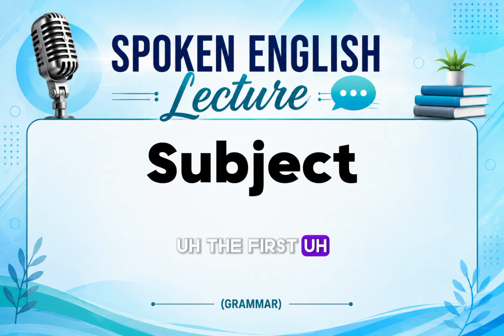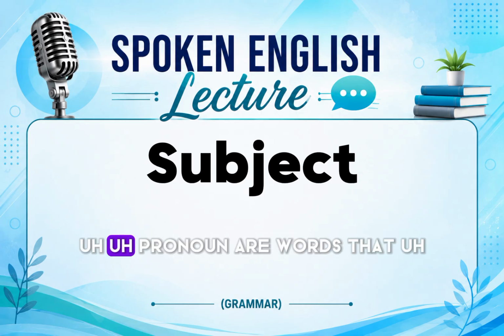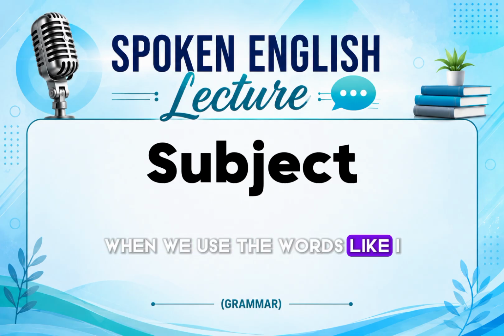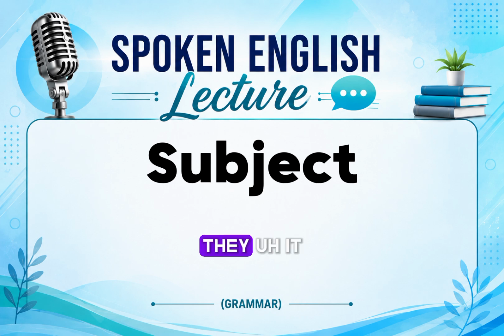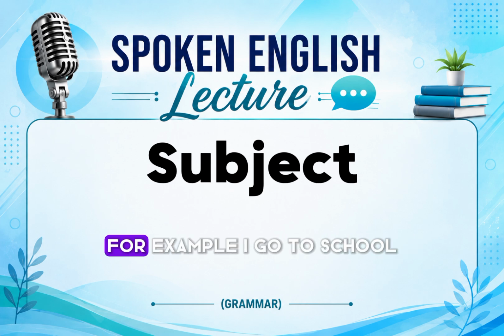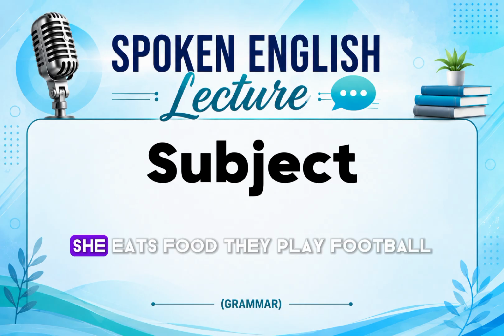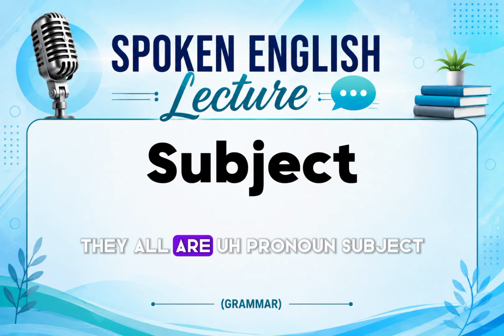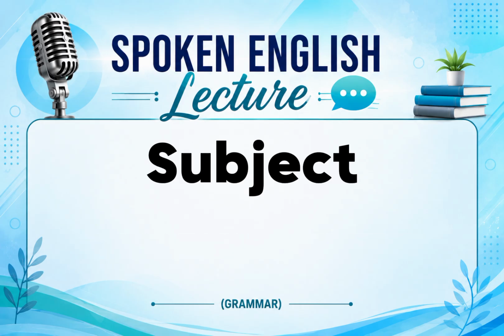The first is pronoun subject. As you know, pronouns are words that are used in place of a noun. When we use words like I, we, you, they, it is called a pronoun subject. For example, I go to school, she eats food, they play football. I, she, they, all are pronoun subjects.